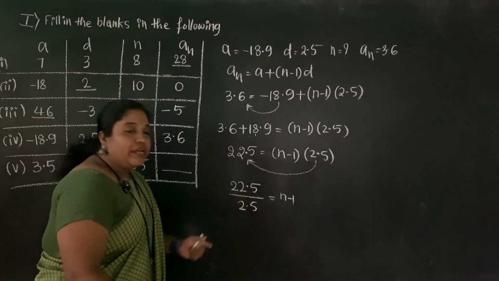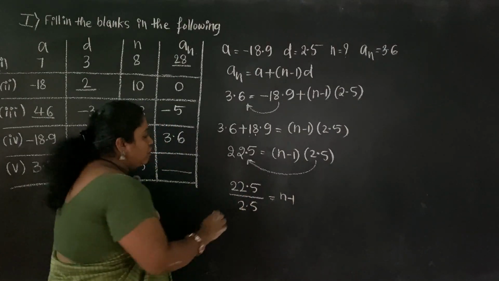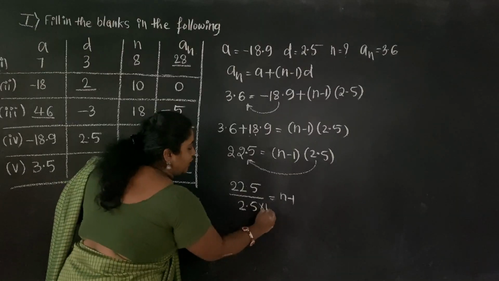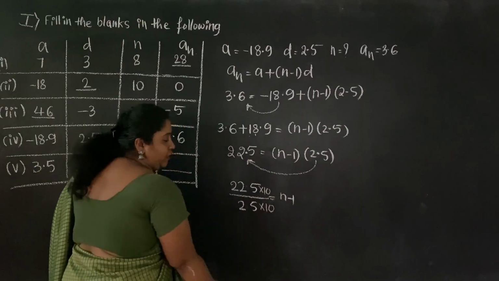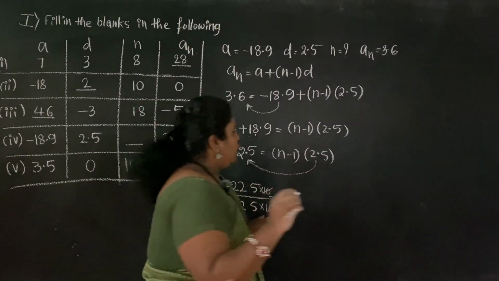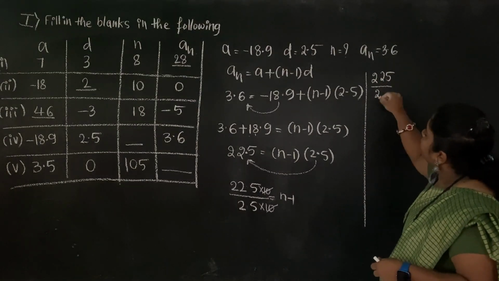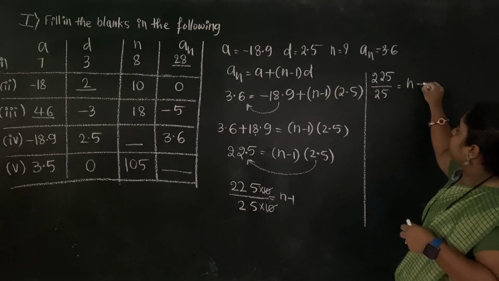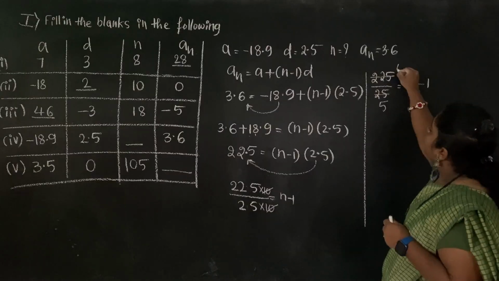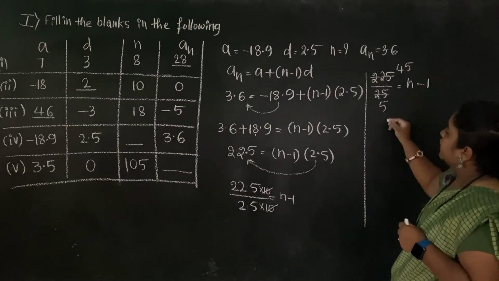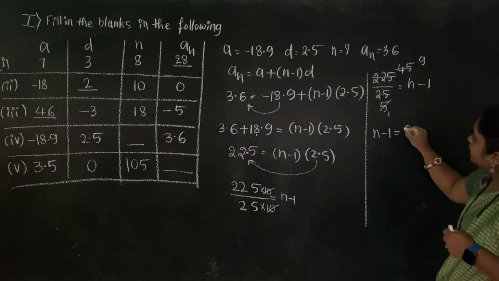Dear, both numerator and denominator have a decimal point with a single digit. Okay, so if I cancel this point, I have to multiply the denominator by 10. If I cancel this point, I have to multiply by 10 to the numerator. 10 got cancelled. So what I got here, look at the board, I got here 225 divided by 25 is equal to n minus 1. Isn't it? See here, I'll simplify. 5 5s are 25, 5 4s are 20, 5 5s are 25, 5 1s are 5, 9s are 45. So I say here n minus 1 is equal to 9.